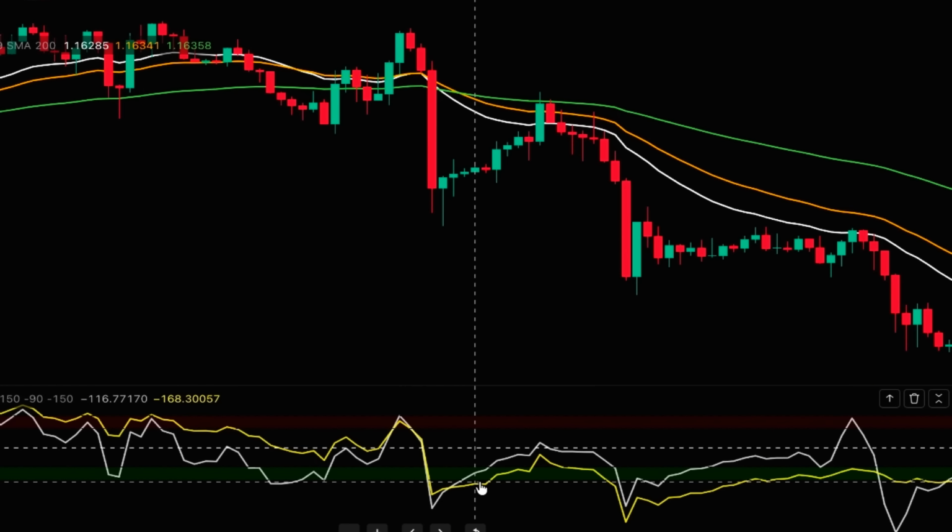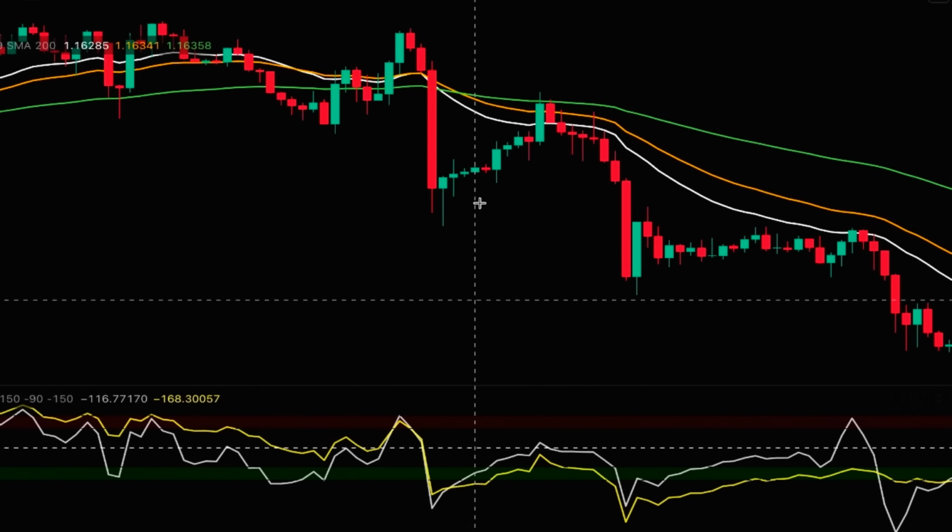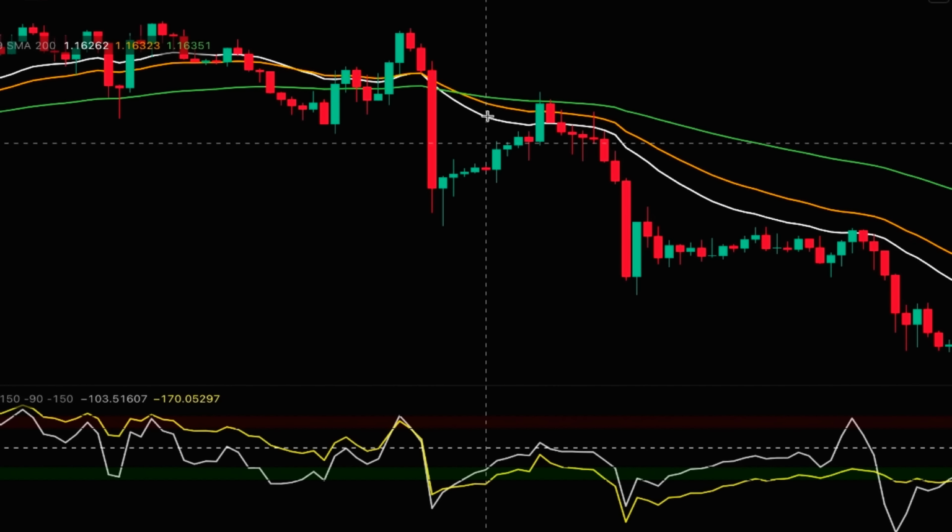Until now, we have different signals that a downtrend is probably forming. The price went below the green line, the orange line and the white line also went below the green line, and the white line is also below the orange line. That shows that the short-term momentum is also confirming the downtrend. And here, the yellow CCI is also below the center line, which further confirms the probability for downtrend.